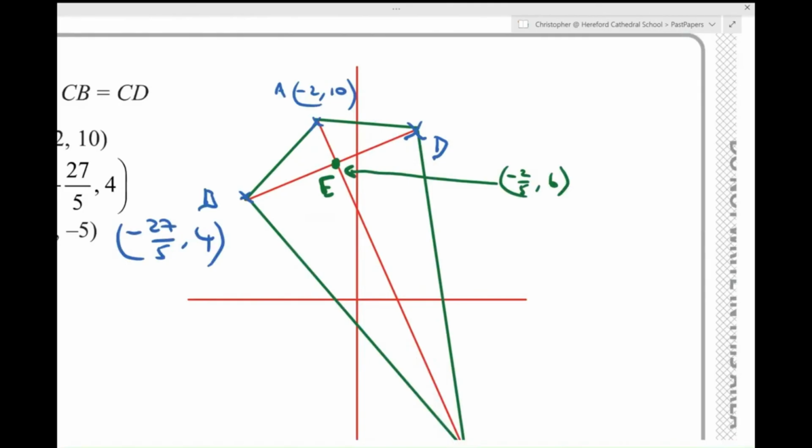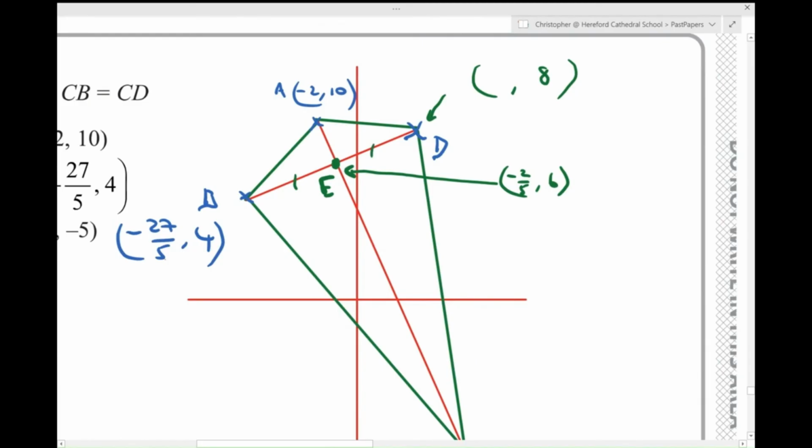So I've got B is minus 27 over 5, comma 4. E is minus 2/5, comma 6. And I need to work out what D will be. Well, to go from B to E, I see the y coordinate has gone from 4 to 6. So presumably it's going to go to 8 when I get to D, because of course these two lines are equal.